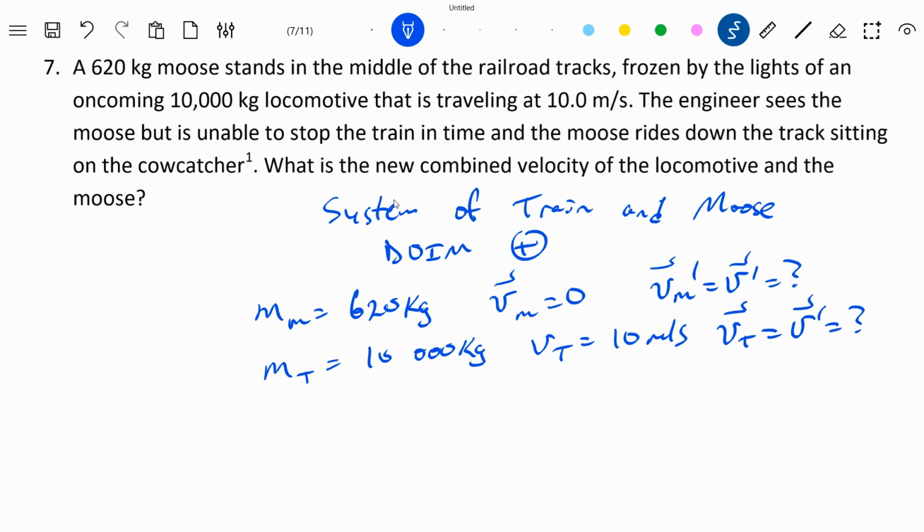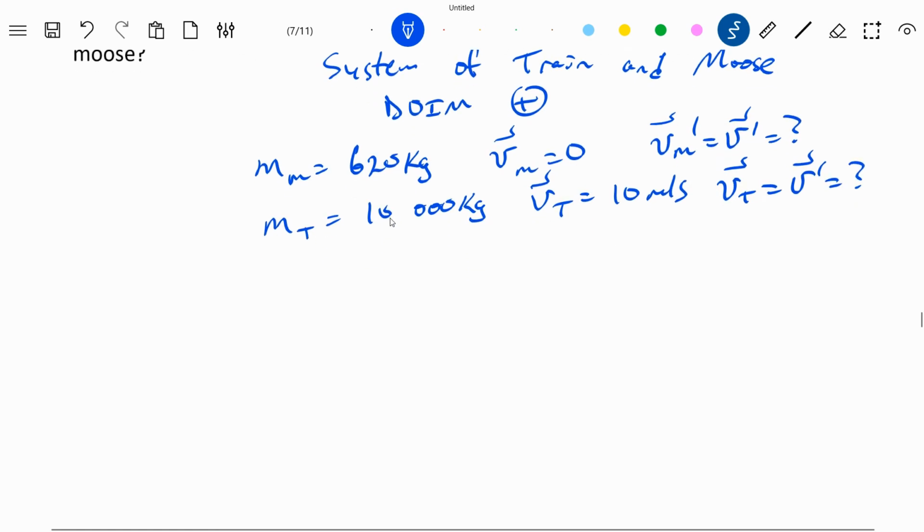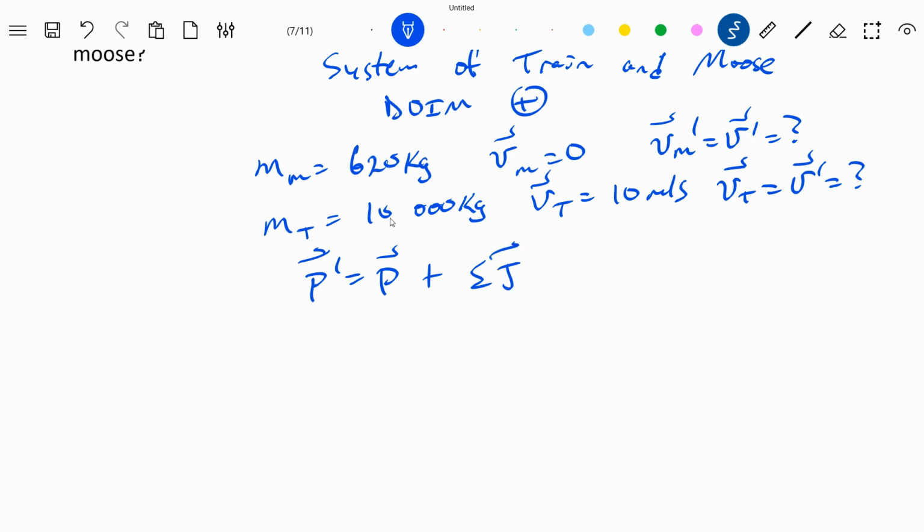Okay, got all those vectors. There we go. So, again, this is starting to be very repetitive, right? Which is fine. It's the whole point of a worksheet, to get to the point where things are making a lot of sense. So my system p prime is equal to p plus the net j, but there was none of that.